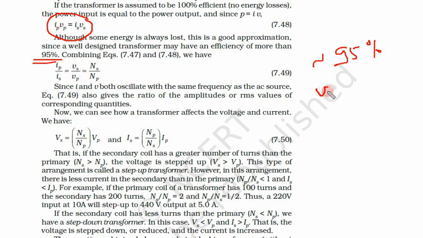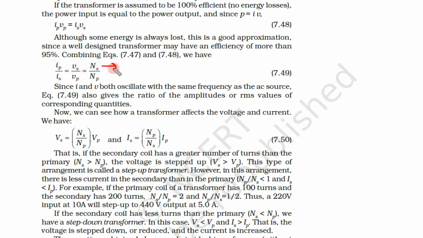Now we have seen that Vs upon Vp was Ns upon Np. Let us put it here. So Ip upon Is is equal to Vs upon Vp, which is equal to Ns upon Np. What we can see here is that if voltage is increasing, current must reduce. If current is increasing, voltage must reduce, or if voltage is reduced, current must increase, and both are in proportion to the number of turns in the coils.